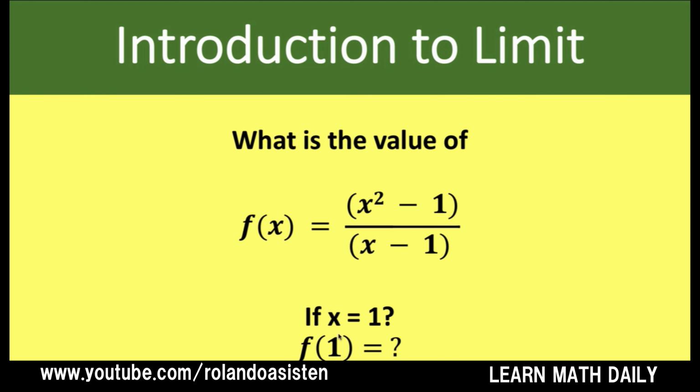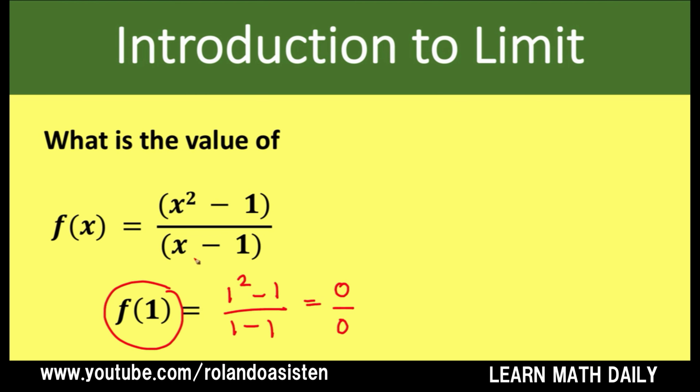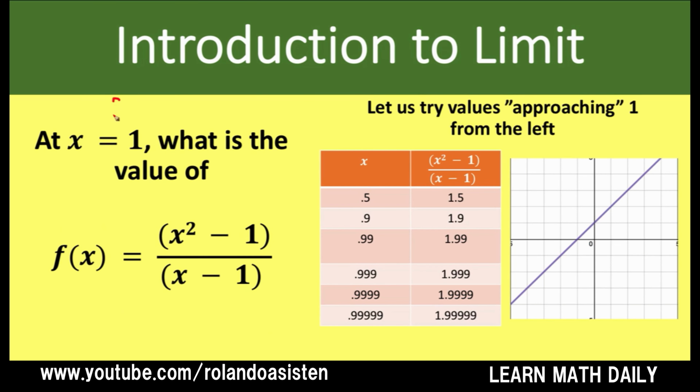So what we can do is just substitute directly the value of x to the function. Computing now for f of 1, we now have 1 squared minus 1 over 1 minus 1, which is 0 over 0, which is indeterminate. And division by 0 is also undefined. So we have a problem here. F of 1 is not defined. So we now say f of 1 is undefined.